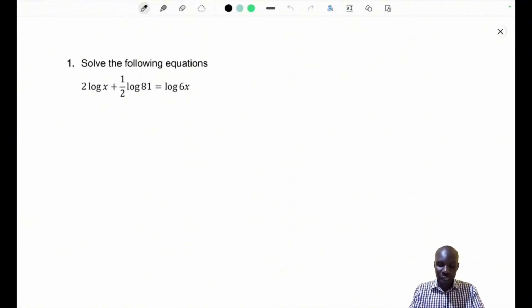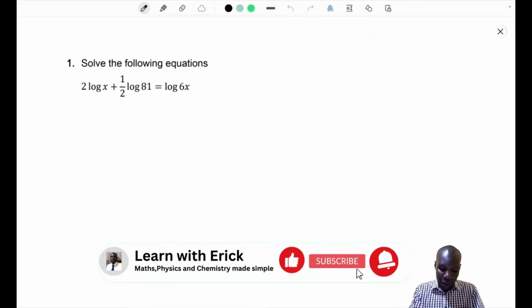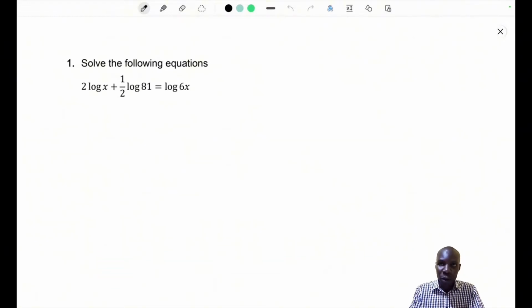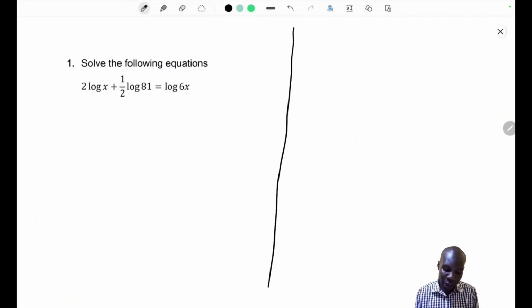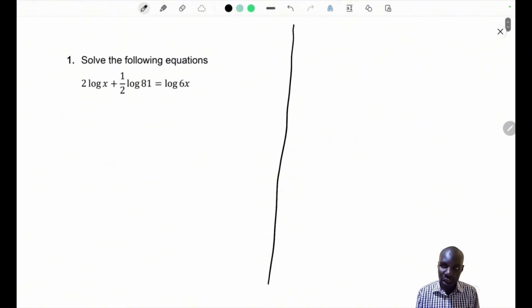So let us look at further logarithm. We want to look at the questions that are touching on further logarithm as a topic. And before we embark on each and every question, it will be good that we remind ourselves of the basic laws of further logarithm. So in further logarithm, there are some laws that we need to know.